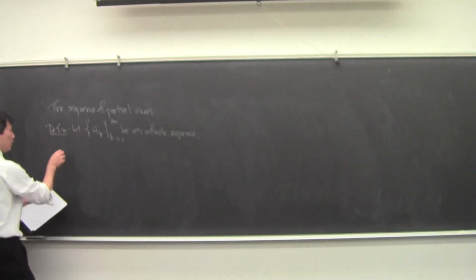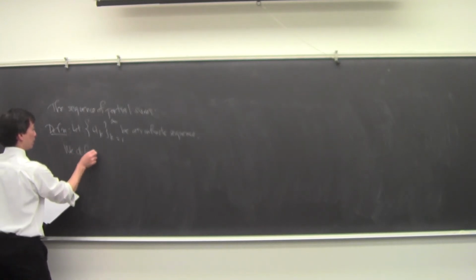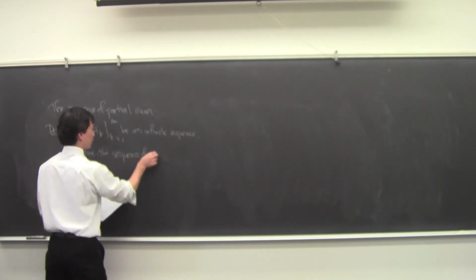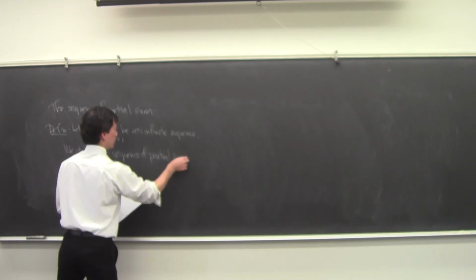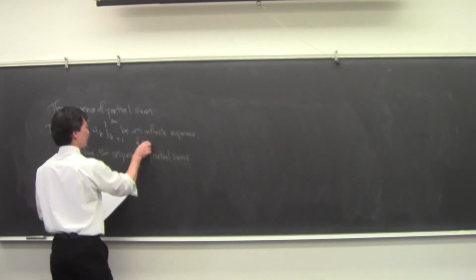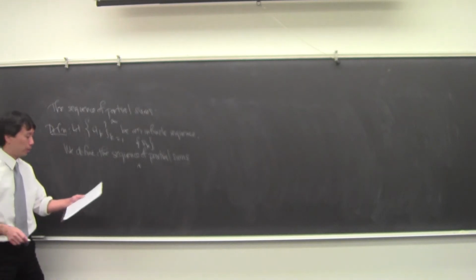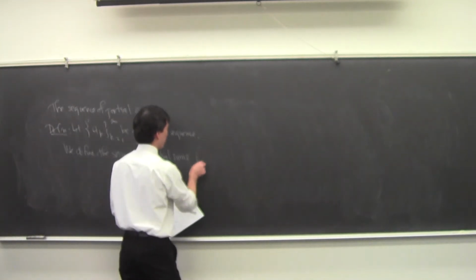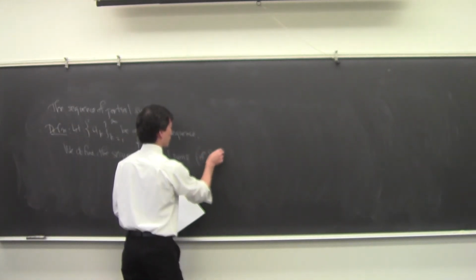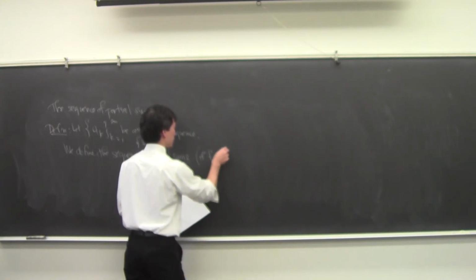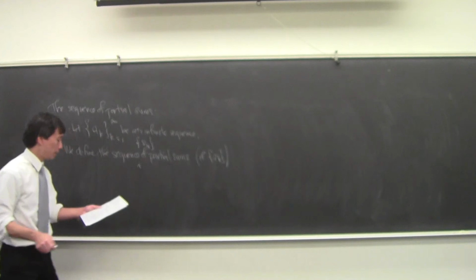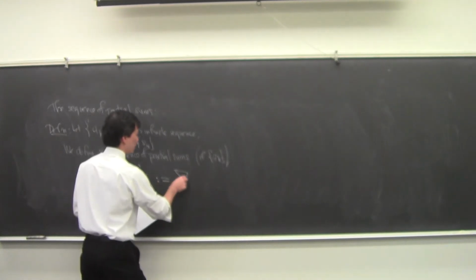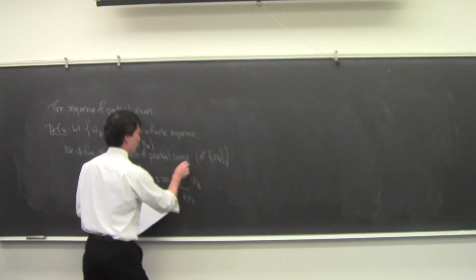Okay. We define the sequence of partial sums, the sequence S of n of partial sums of your first sequence, by letting S of n be the sum of the a sub k's from k equals 1 to n.